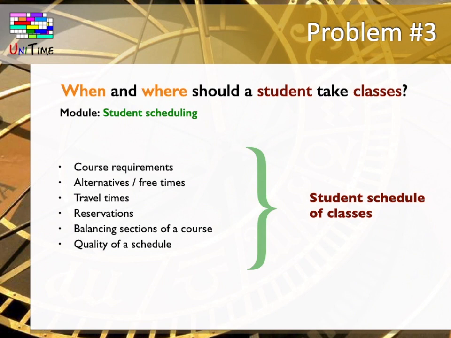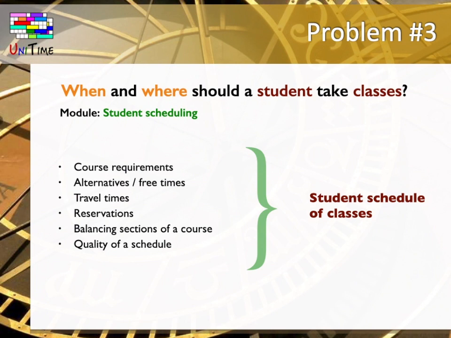Which courses does each student plan to take? Those are the course requirements. Are there any alternatives to these courses? Does the student need to have a particular free time without any classes? How long does it take to get from one location to another? Those are the travel times. Is there any reserved place for particular students? For example, a special laboratory for honor students, or a course that is for engineering students only? Should the sections of a course stay balanced, or could the distribution of students be uneven? What are the criteria of a good quality schedule?